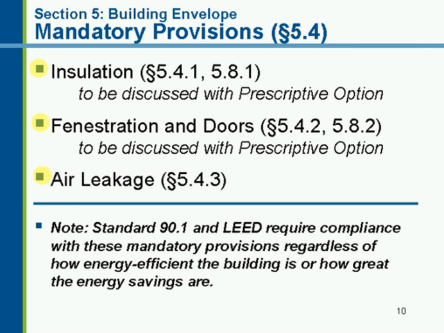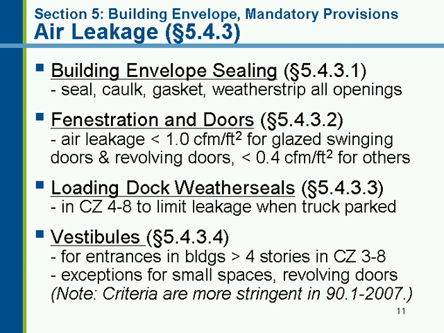For air leakage, there are 4 different criteria in 5.4.3. The first section requires that you seal the building envelope. Seal or caulk, gasket, weather stripping, somehow you take care of all the openings. The second section, 5.4.3.2, for fenestration and doors, sets maximum air leakage requirements. So less than 1 CFM per square foot for all glazed swing doors and revolving doors, and for other products, it's less than 0.4 CFM per square foot.